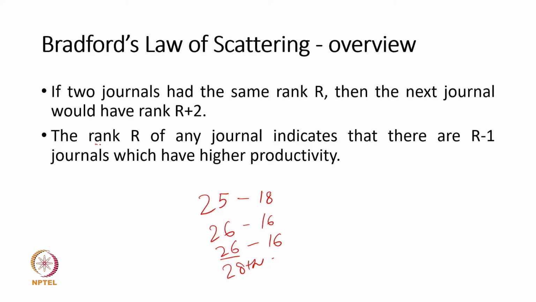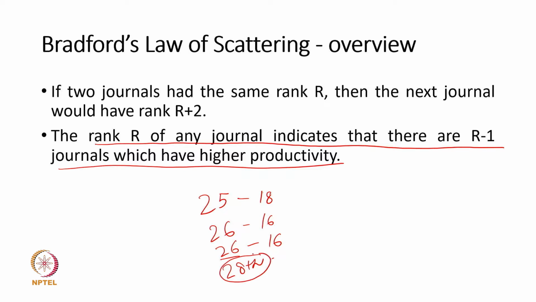That means the rank R of any journal indicates that there are R minus 1 journals which have the higher productivity. In the case of 28th rank here, this indicates that there are 27 journals which have higher productivity, or which have more articles as compared to the journals which are put at 28th rank in this case.